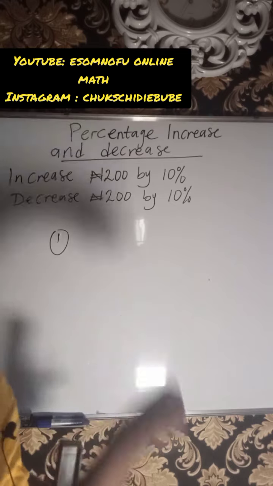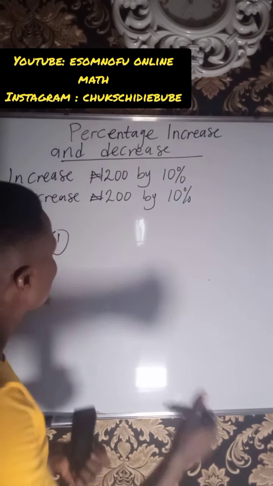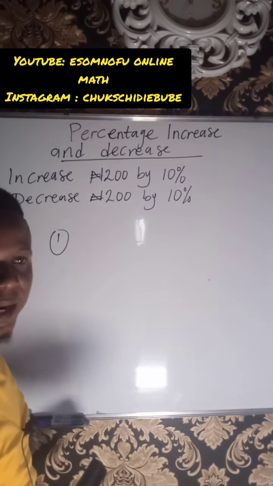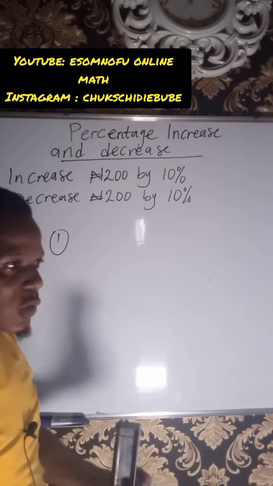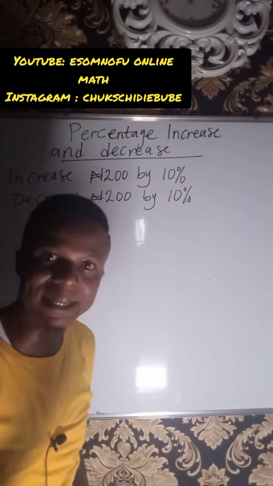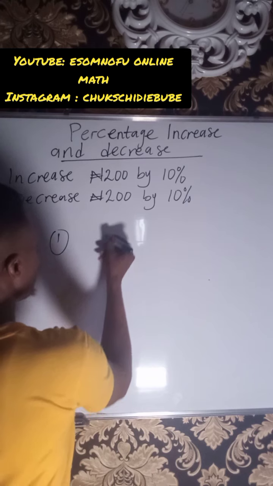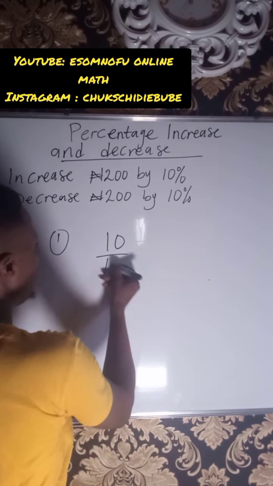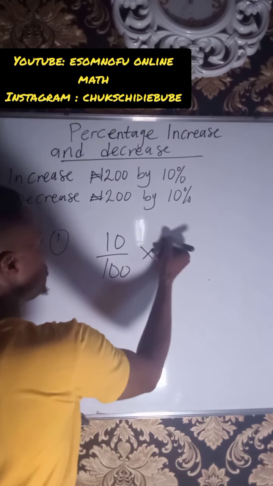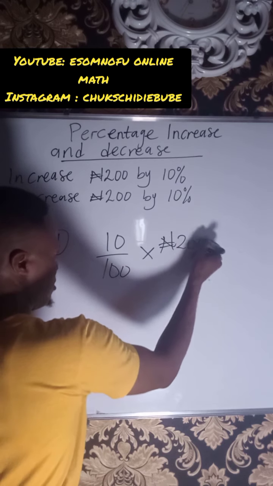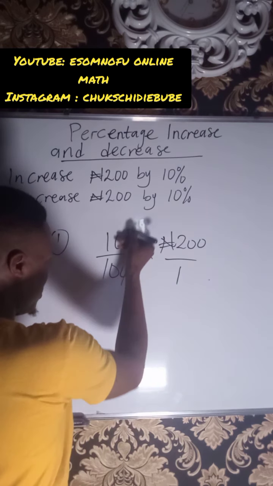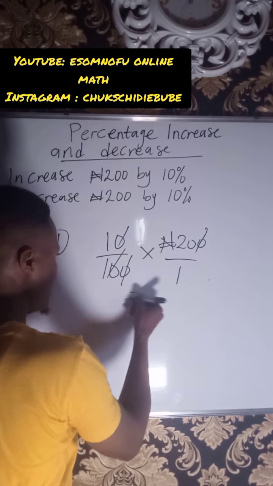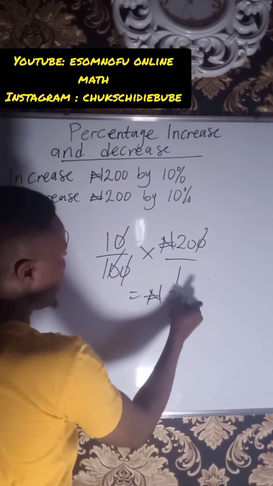So decreasing 200 naira by 10% means getting 10% of 200 naira. Then after we subtract, because decrease is subtraction, increase is addition. 10% means 10 over 100 times 200 naira all over 1. 0 cancel 0, 0 cancel 0. We still get 20 naira.